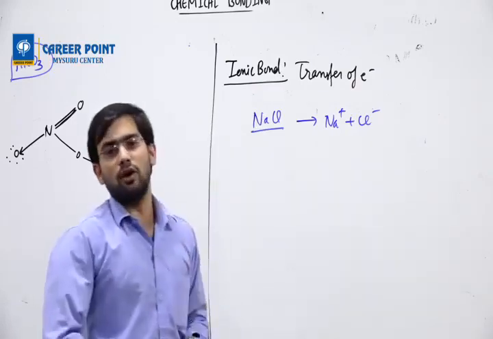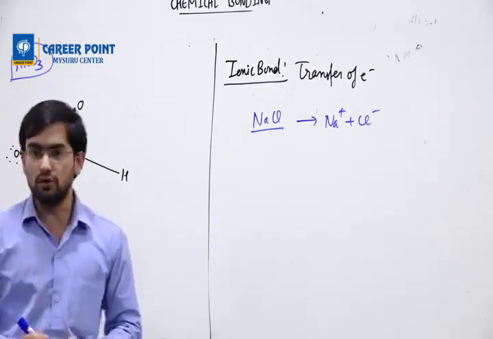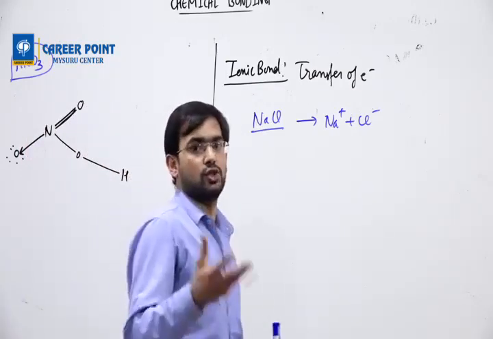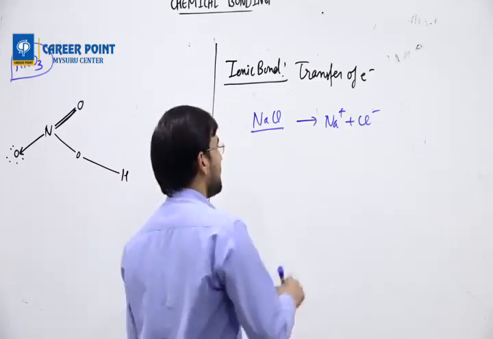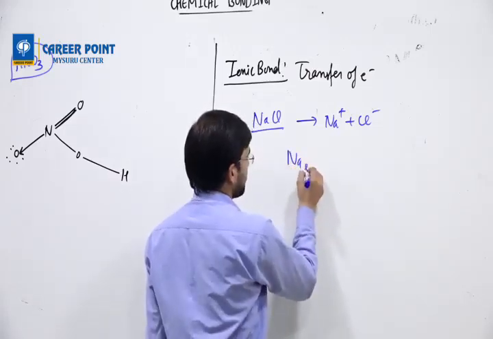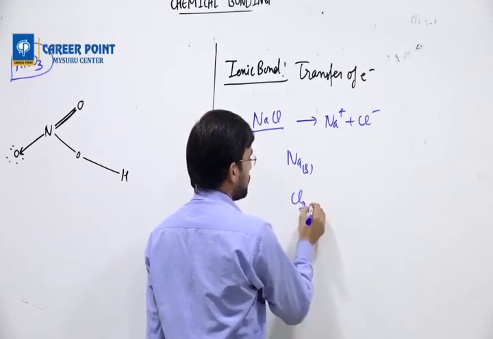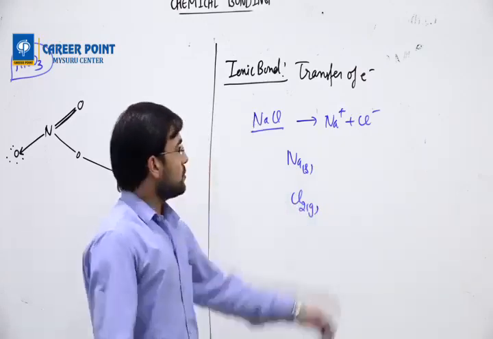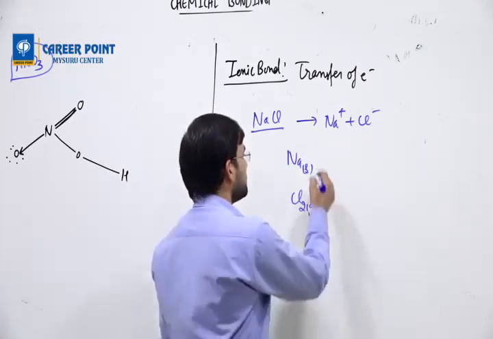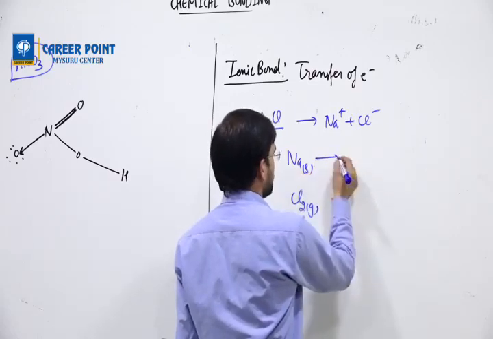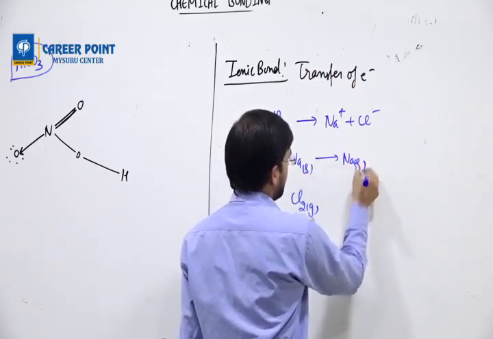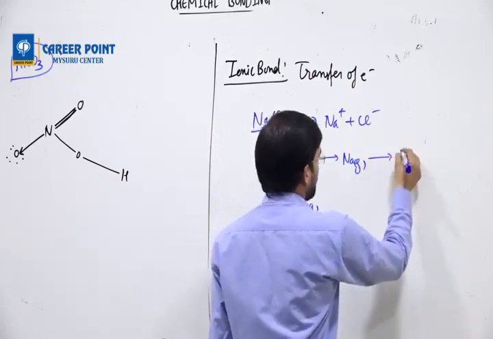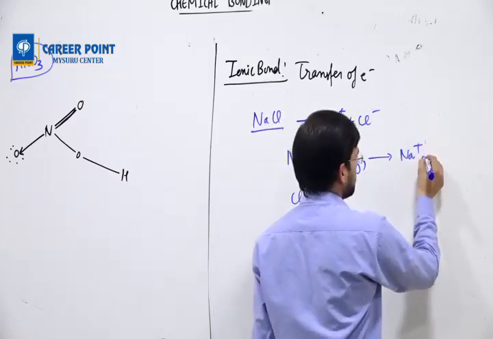In the beginning there was no Na+, because if you go to the market and buy sodium, the metal comes as Na solid, and chlorine comes as Cl2 gas. So this Na solid is converted into Na gas, and from Na gas it is converted into Na+.